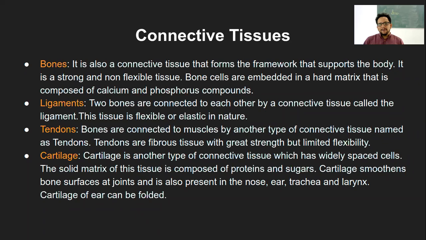The second example is the ligaments. Two bones are connected to each other by a connective tissue, and that is called a ligament. Usually these ligaments are flexible or elastic in nature. For example, we have joints, let's say the elbow joint. At the elbow joint, there will be a ligament which is crossing from one bone and jumping across the joint to the other bone. That particular connective tissue is called a ligament.